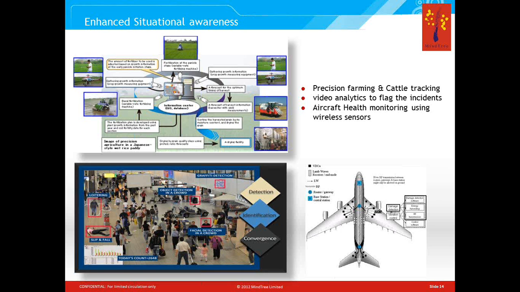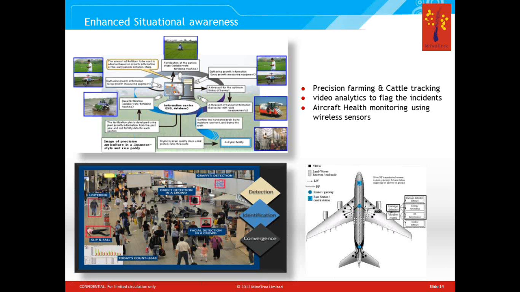There are many such applications where enhanced situational awareness can be used to detect problems which are going to occur ahead of time, and maybe take proactive steps to mitigate those risks. So one example is this precision farming. It not only avoids problems but also can improve your yield. The other example which I listed here is aircraft.